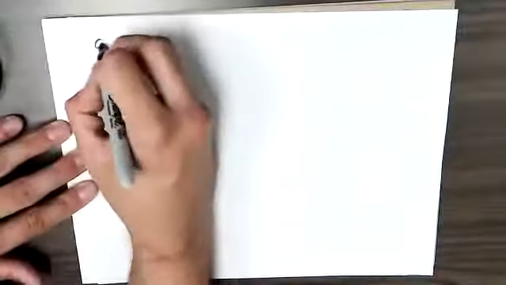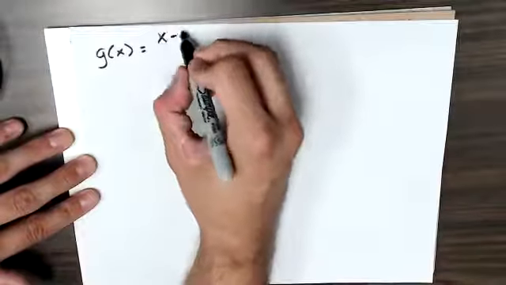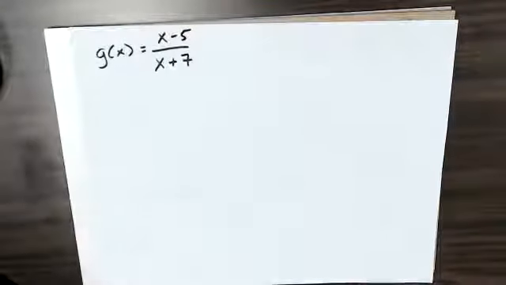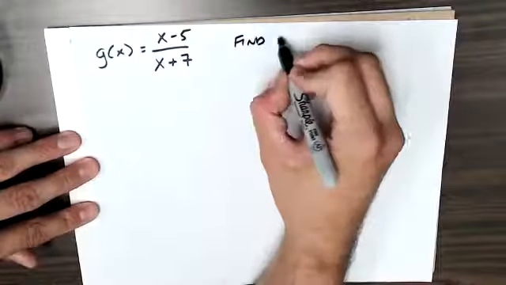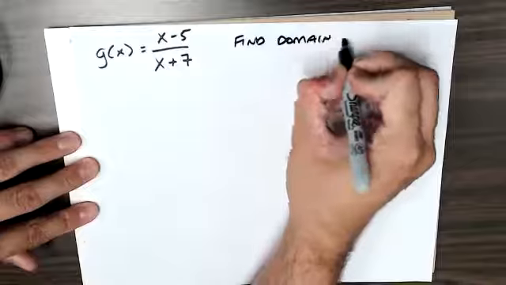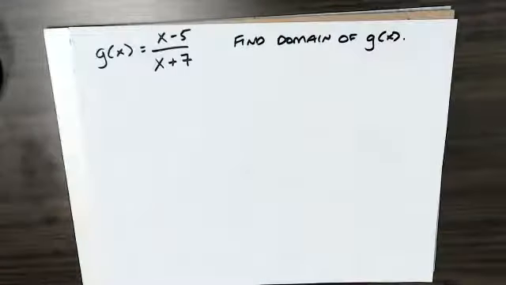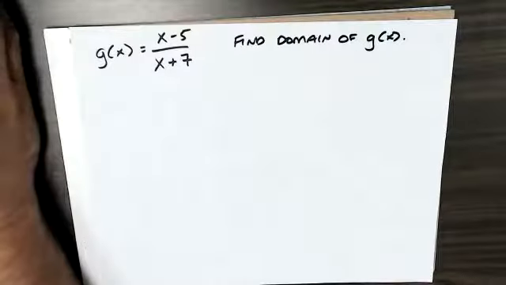Let's say we had g of x here, and it was x minus 5 over x plus 7. And I'm going to give you a little hint. The numerator does not matter. I want you to find the domain of g of x. And that numerator could have had a dragon written on it, and it doesn't matter. All we worry about is the denominator. So find that. I'm going to pause this real fast.